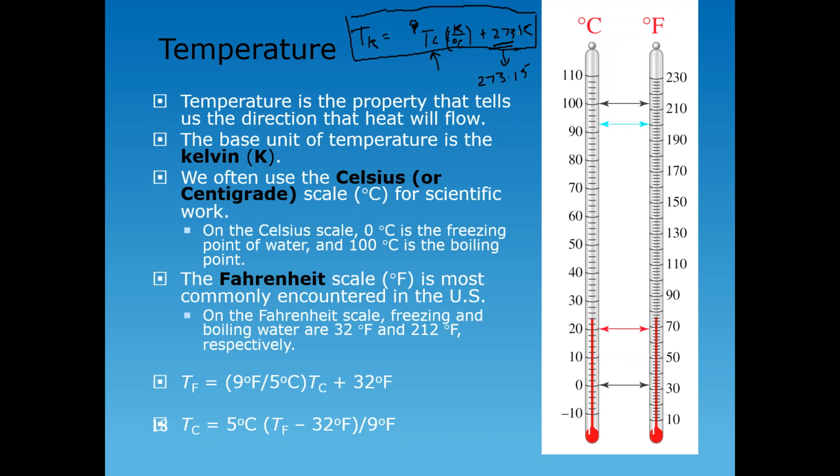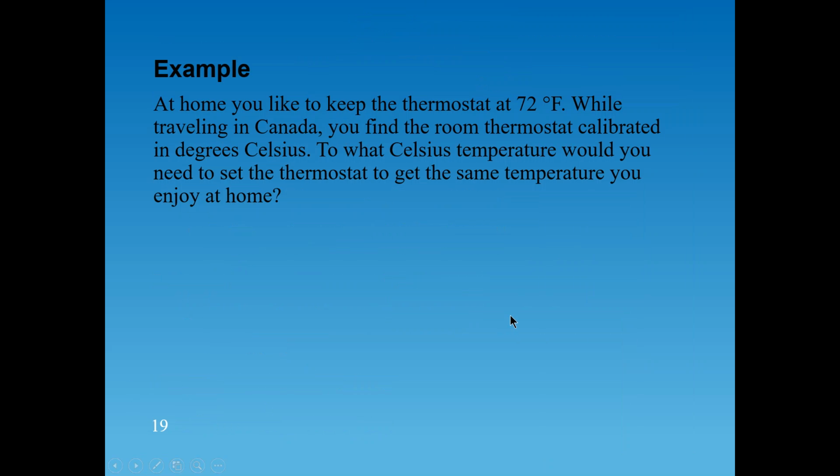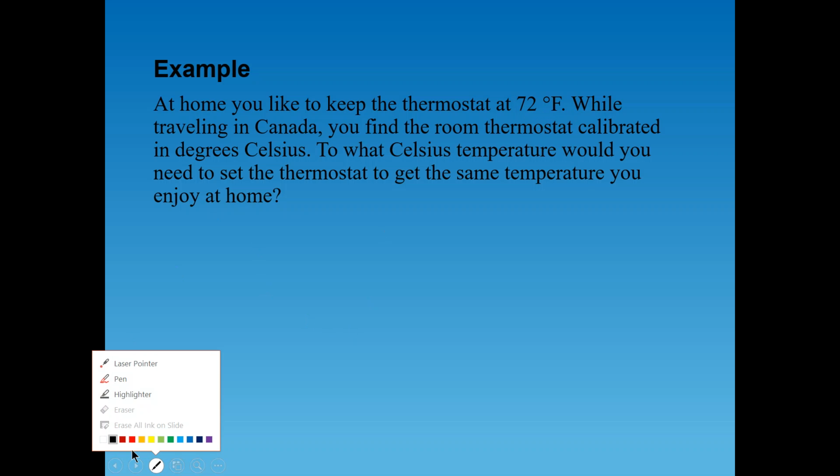Okay, so let me go back to here, get this out of the pen mode. Let's look at this example. It says, at home you like to keep your thermostat at 72 degrees Fahrenheit. While traveling in Canada, you find that the room thermostat is calibrated in degrees Celsius. To what temperature in Celsius would you set the thermostat to get the same temperature you enjoy at home? Now, at home, the temperature that you enjoy is 72 degrees Fahrenheit. So, let me go back to the pen mode here.